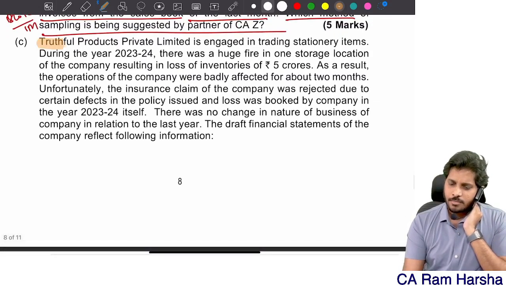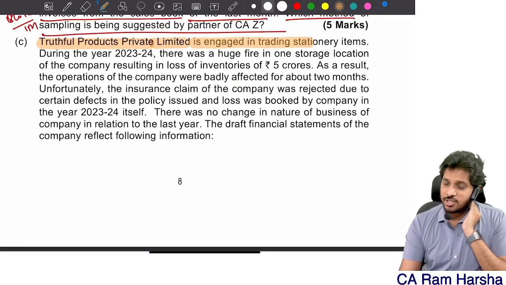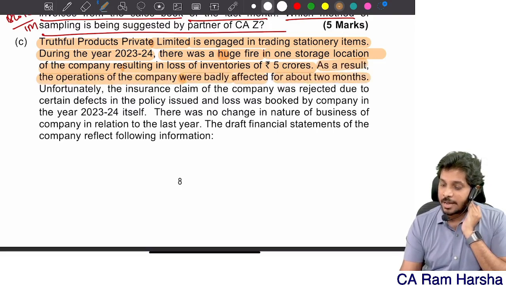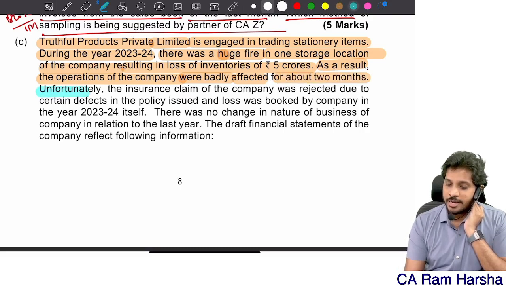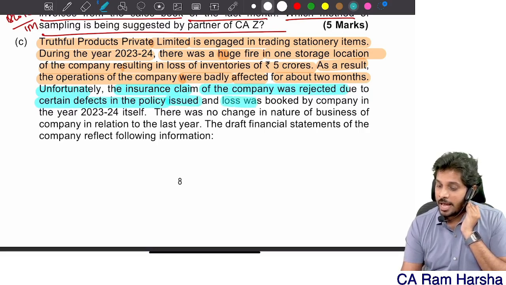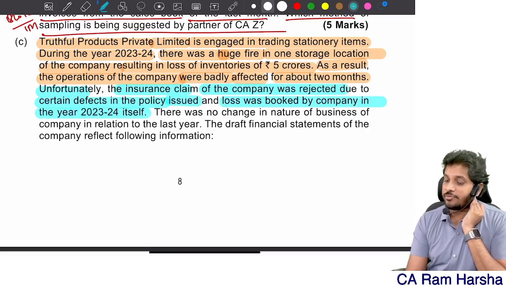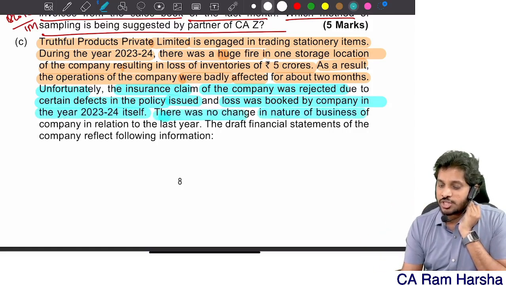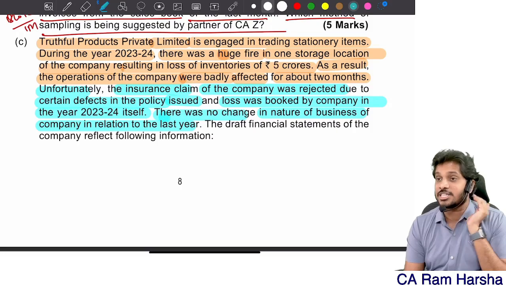Truthful Products Private Limited is engaged in trading stationery items. During the year 23-24, there was a huge fire in one storage location of the company, resulting in loss of inventories by 5 crore. As a result, the operations of the company were badly affected for about 2 months. Unfortunately, the insurance claim of the company was rejected due to certain defects in the policy issued, and the loss was booked by the company in 23-24 itself. So the insurance claim was rejected, 5 crore loss. There was no change in the nature of the business of the company in relation to the last year.